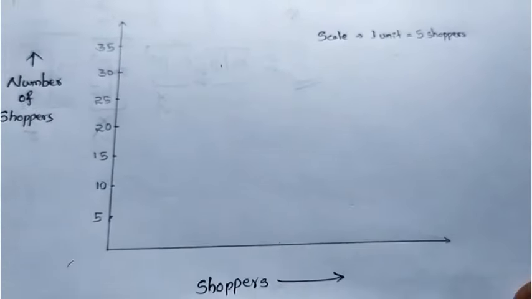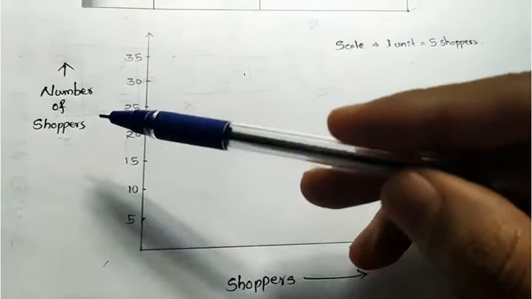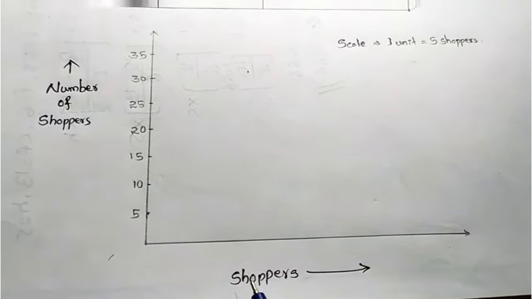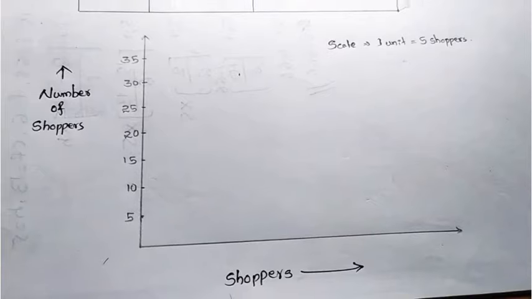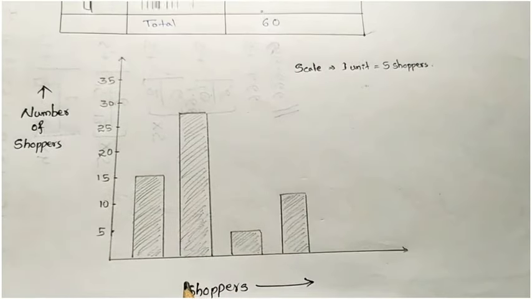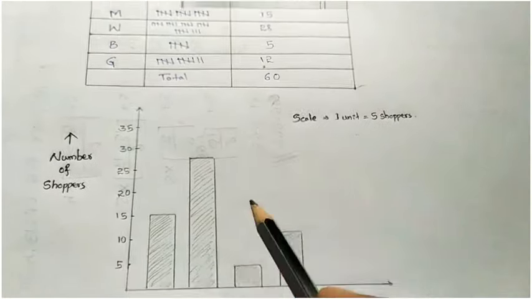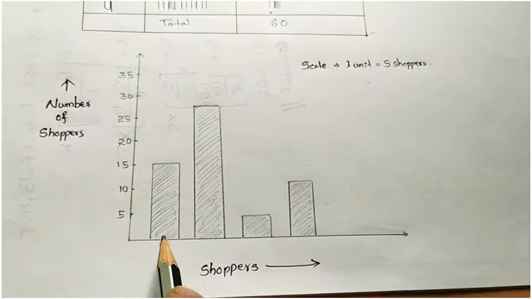Now for this we have to make the bar graph. On the vertical axis write the number of shoppers, and on the horizontal line write the type of shopper. See, like this you have to draw the graph. I will explain how to do this one. First, man, M: how many came? 15.